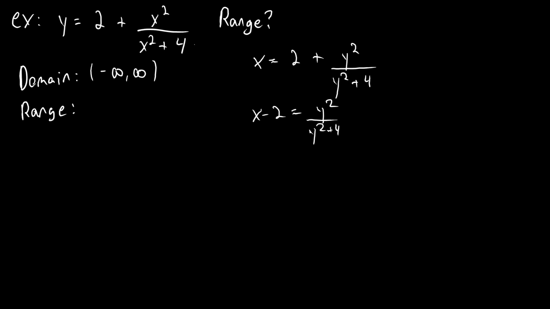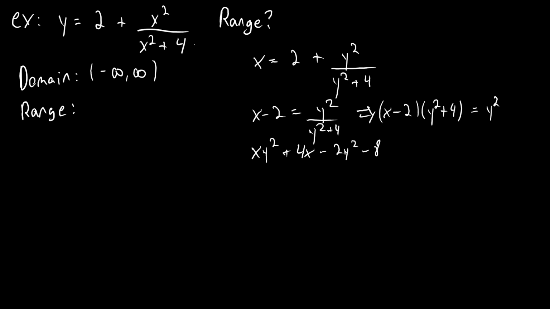Okay, we're going to multiply each side by y squared plus 4. This is just kind of an arrow sign if you've never seen this. So we have x minus 2 times y squared plus 4 equals y squared. Okay, now let's try to multiply some of this out. So we're going to have xy squared plus 4x minus 2y squared minus 8 equals y squared.